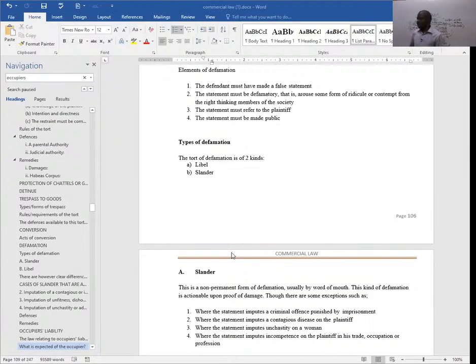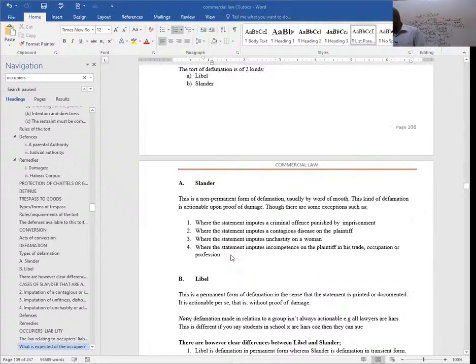Then number three, where the statement imputes unchastity on women. Then number four, where the statement imputes incompetence on the plaintiff in his trade, occupation, or profession. So if you are a qualified doctor, yet someone out there is spreading rumors that you're not a qualified doctor, such that it impacts on your profession, you're not able to get patients to treat, or customers. So you don't have to wait for such to happen. Immediately you hear of such, of course you can accuse someone in a court of law of what you are calling defamation by slander.